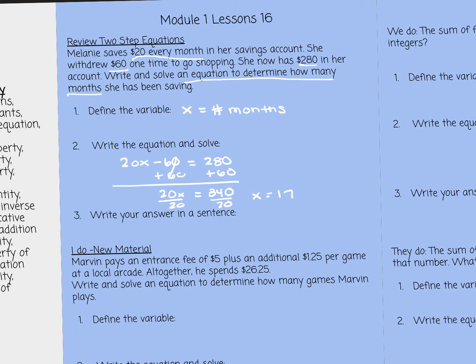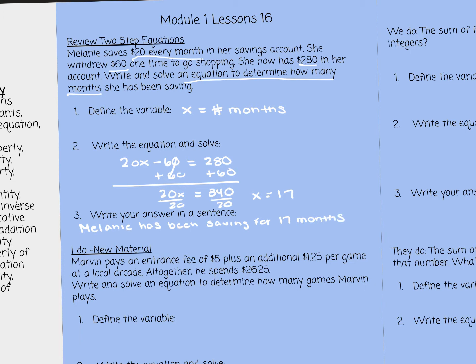So what does that 17 mean in context of the problem? So that's where you write your answer in a sentence. So it says, Melanie has been saving for 17 months.